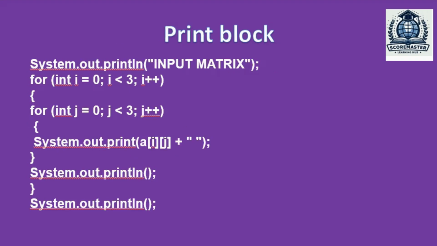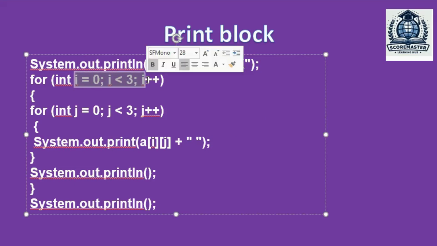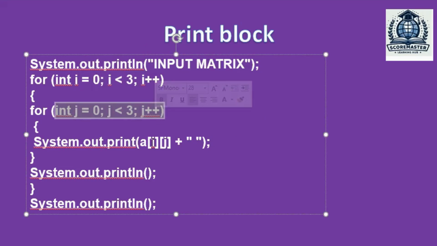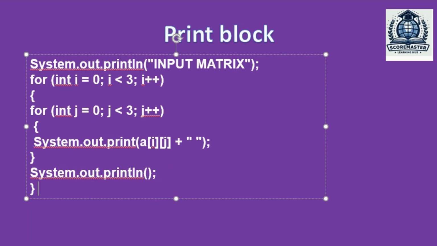What will be the next block? It is printing the matrix form. So again, i equal to 0 to 3, j equal to 0 to 3. Now I will be printing a of ij, and then I will be printing this in the matrix form. That is all about this block.